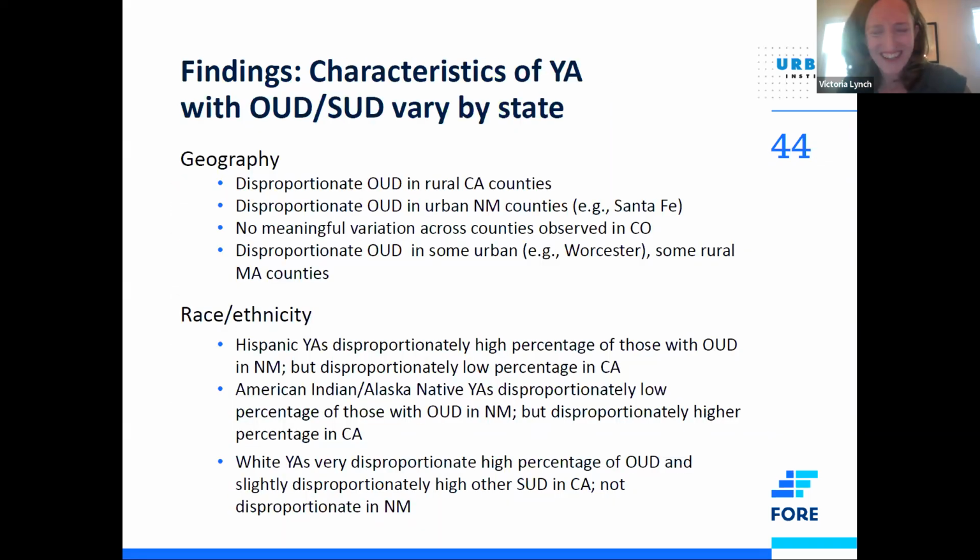Let me just say the race ethnicity. Race ethnicity also had different patterns. Hispanic young adults were a disproportionately high percentage of those with OUD in New Mexico. By contrast, in California, they were a disproportionately low percentage of those with OUD. A similar pattern with American Indian, Alaska Native young adults, where they were a disproportionately low percentage of those with OUD in New Mexico, but a disproportionately high percentage in California. And the same thing with white young adults, a very disproportionately high percentage with OUD and other SUD in California, but not disproportionate in New Mexico. Next slide.